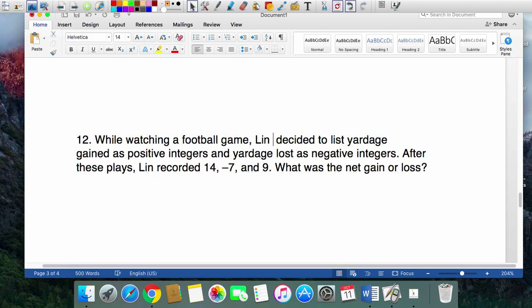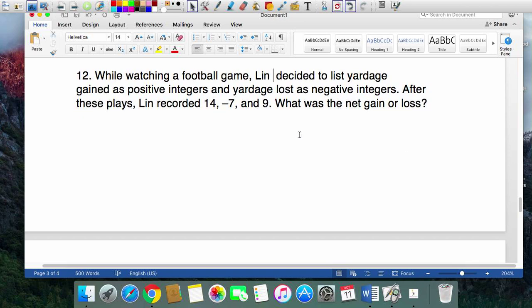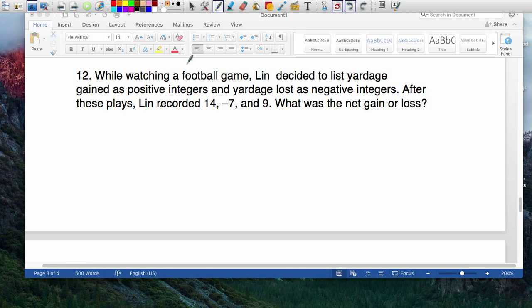11, 12. Watching a football game, and I don't like these questions because not everybody watches football. Okay, after these plays, Lynn recorded 14. So in football, your objective is to move the ball forward. So if you move it forward, it's a positive number. If by some means you went backwards, it's because you're not doing your job, so that it's represented by a negative number.